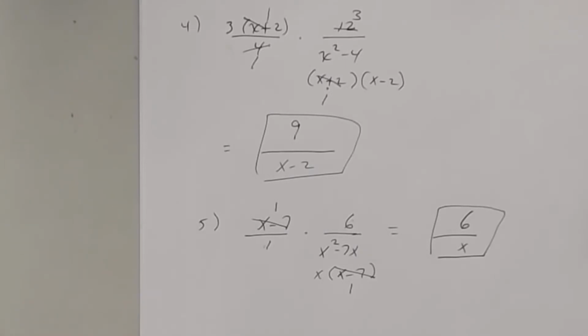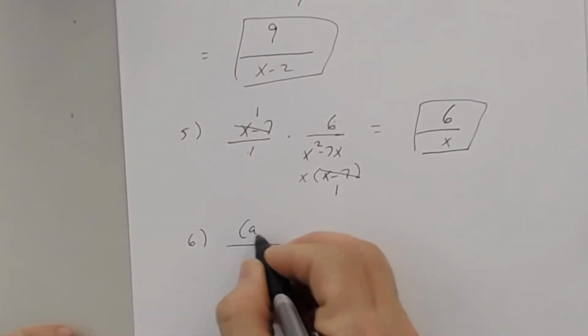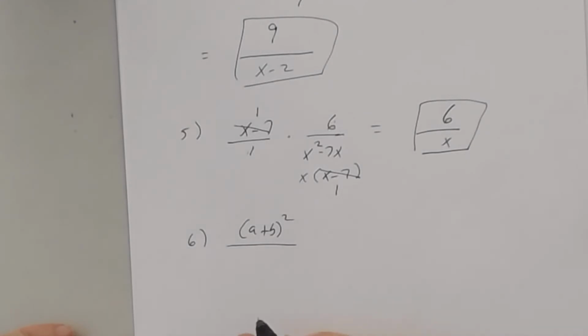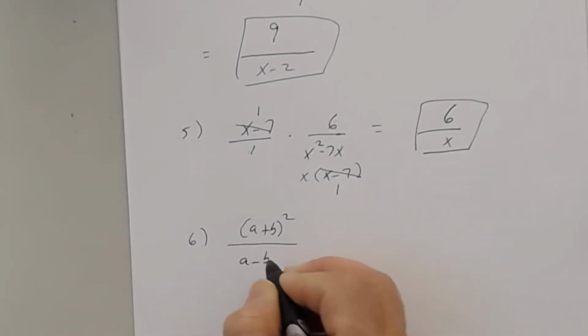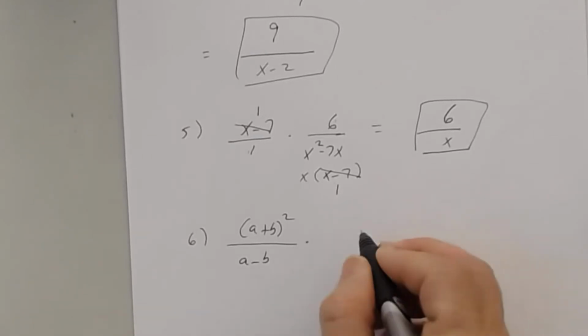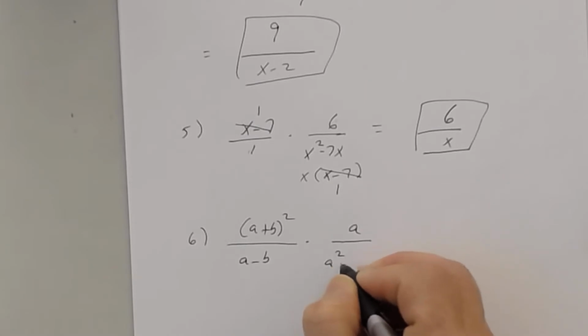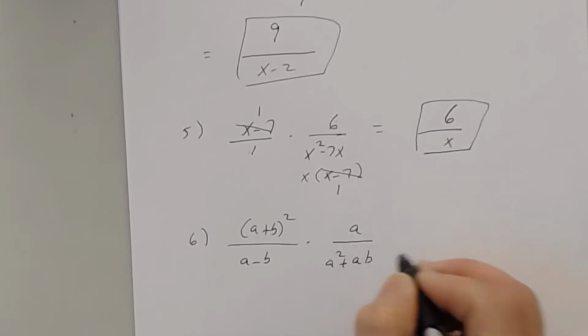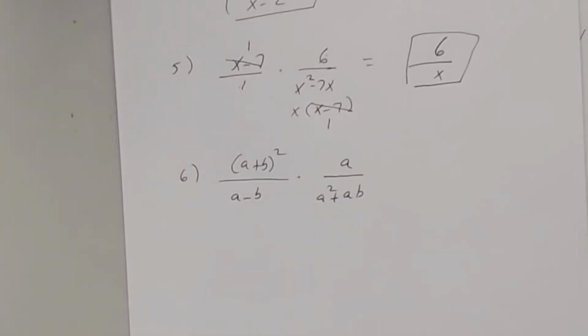All right, number 6. You have a plus b squared divided by a minus b, times a divided by a squared plus ab. So a plus b squared divided by a minus b times a divided by a squared plus ab.